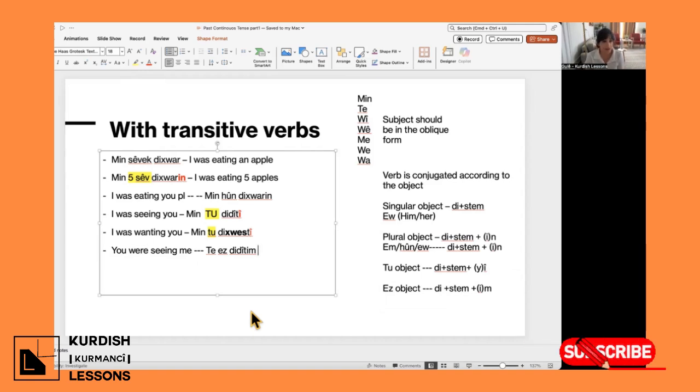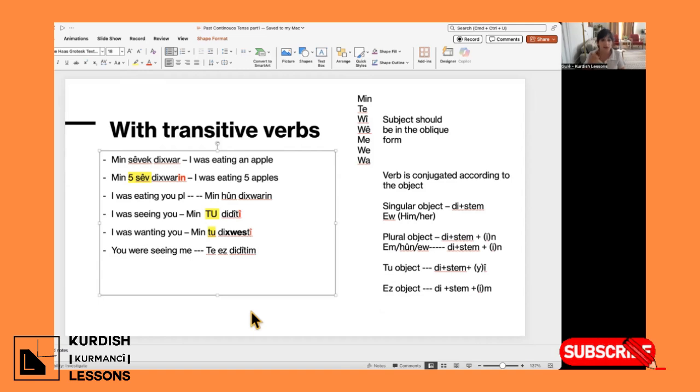You were seeing me, but you didn't say. You didn't tell me. Ta as the datum. Okay, ta as the datum. So this is the most confusing thing in Kurmanji language, when we say you were loving me, you were seeing me, like the object is me, right?